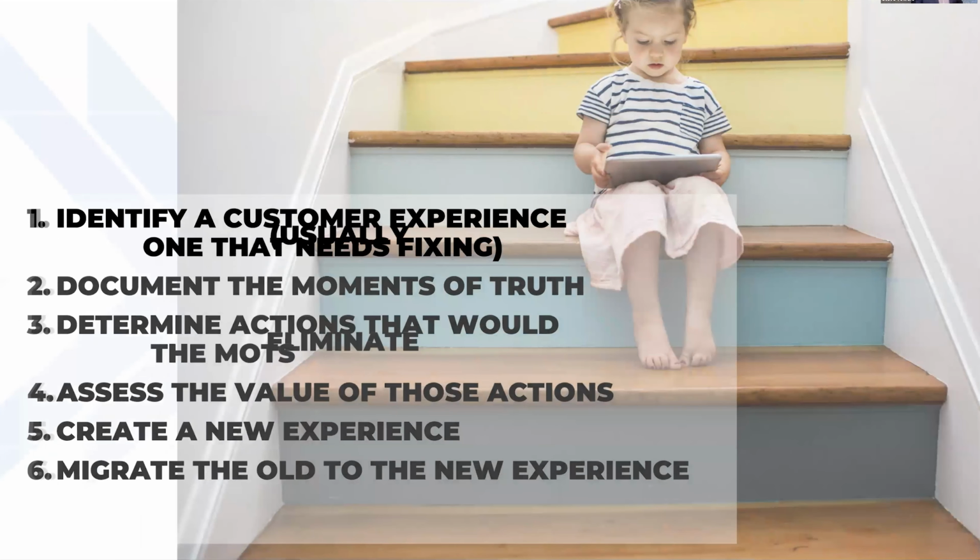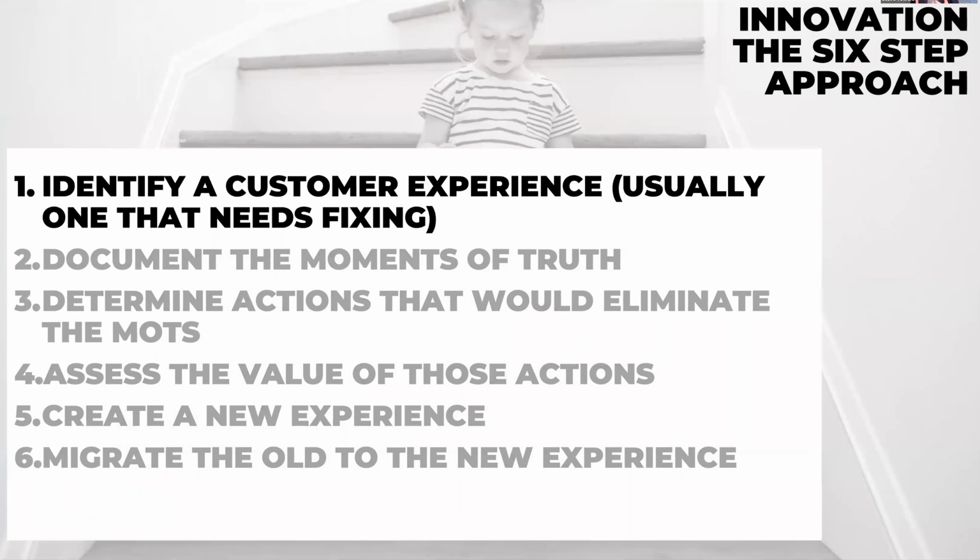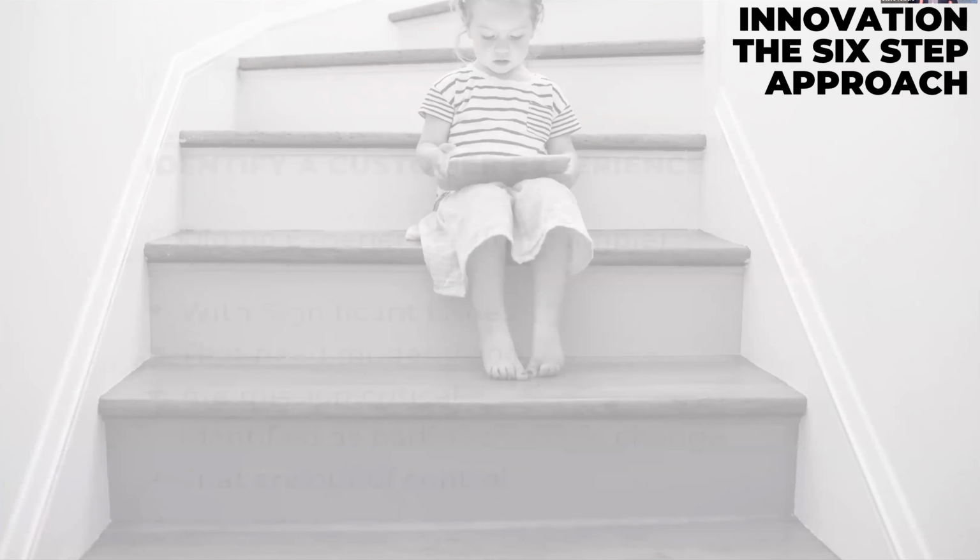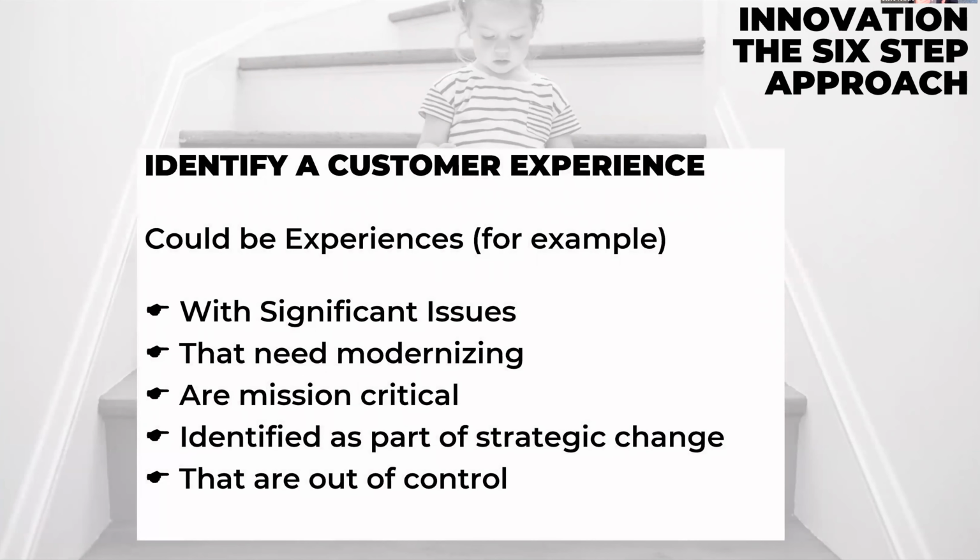Excellent, good. So this first one, identify a customer experience, and it says it's usually one that needs fixing. This isn't rocket science. It could be an experience with significant issues. It's not working well, it's broken, it's falling apart. An experience that needs modernizing, right? So you might be digitizing your experiences. You might want to introduce robotic process automation or some similar thing, or artificial intelligence. So we need to modernize what we're doing. It might be in experiences and processes that are mission critical. Without them, we don't have an organization.